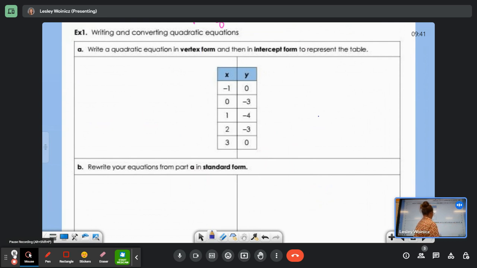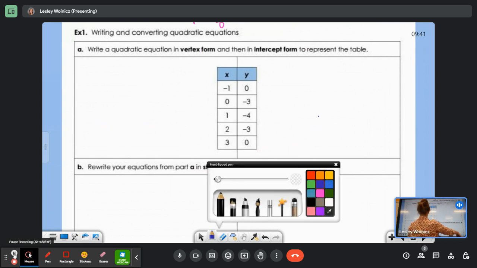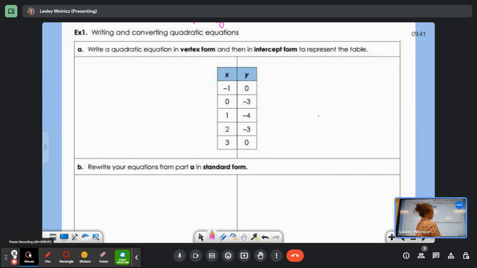So over here on the left, this is the review. We did this the other day with the table and writing in vertex form from 5.6. So we need how many things for vertex form? A, H, and K. Here, let me go across the top. A, H, K.